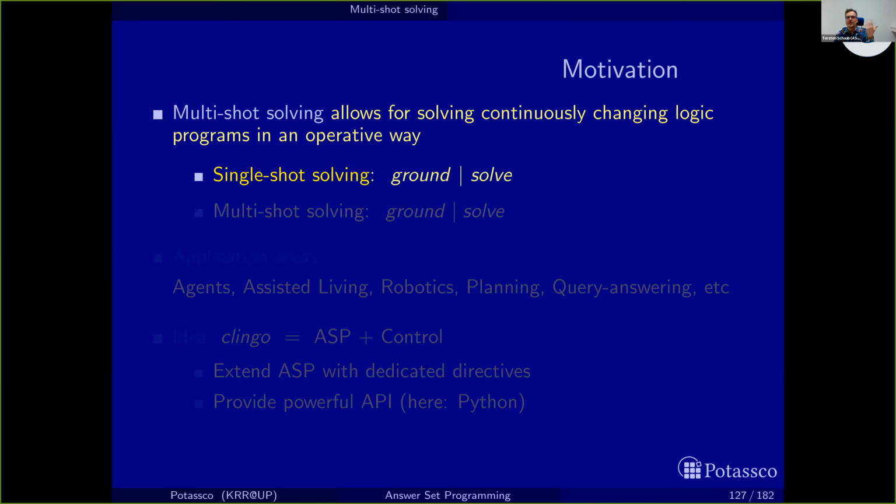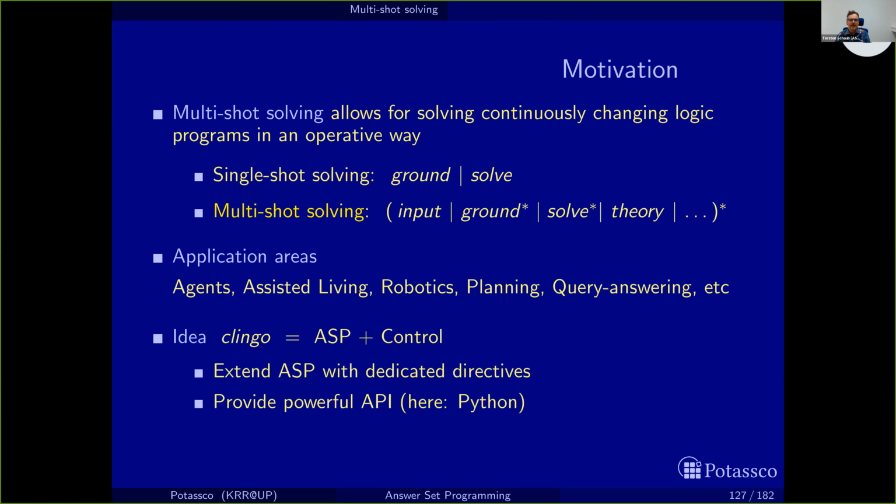And somehow while single-shot solving is just ground and solve, that's what we did before, multi-shot solving is, well, you ground and solve. You perhaps ground several programs, you solve several times, you want to iterate the whole thing, and you can do a lot of things. That's a bit the idea, right? There are applications, and more or less the idea is that you take ASP and you add control around, and the control comes from the API that gives it to you. Good, let's look at this.